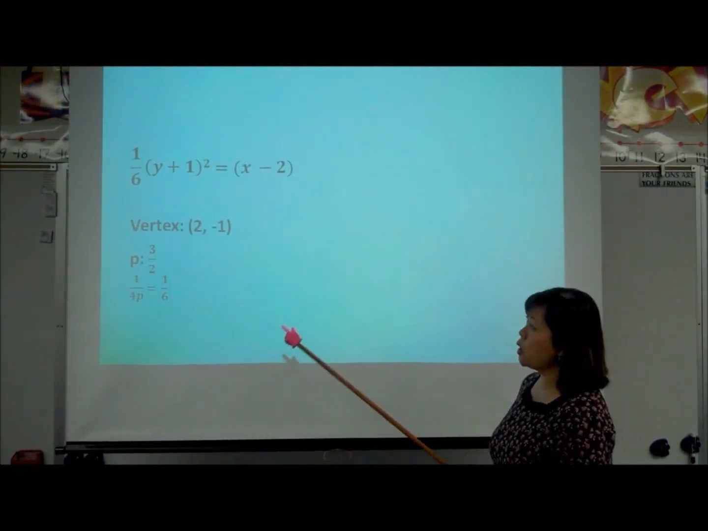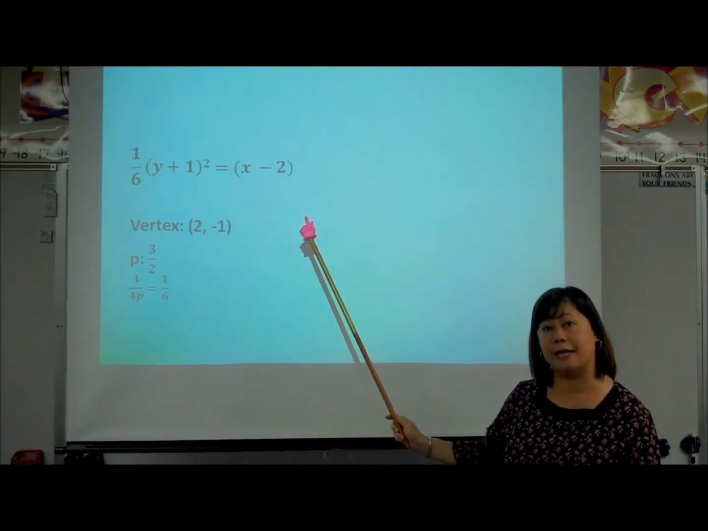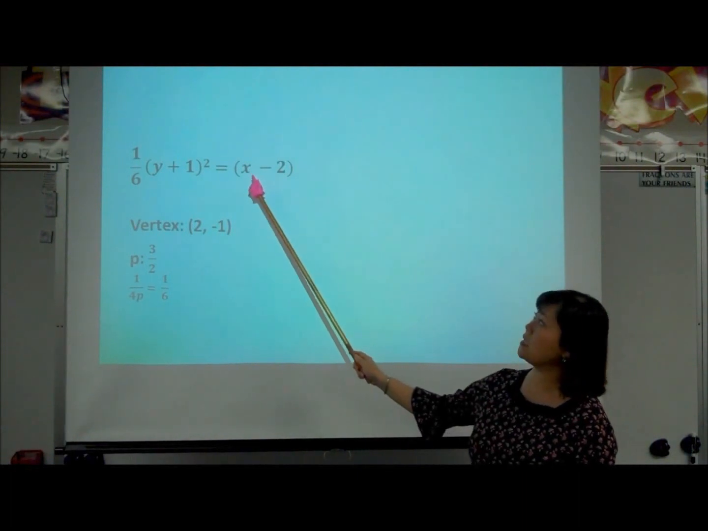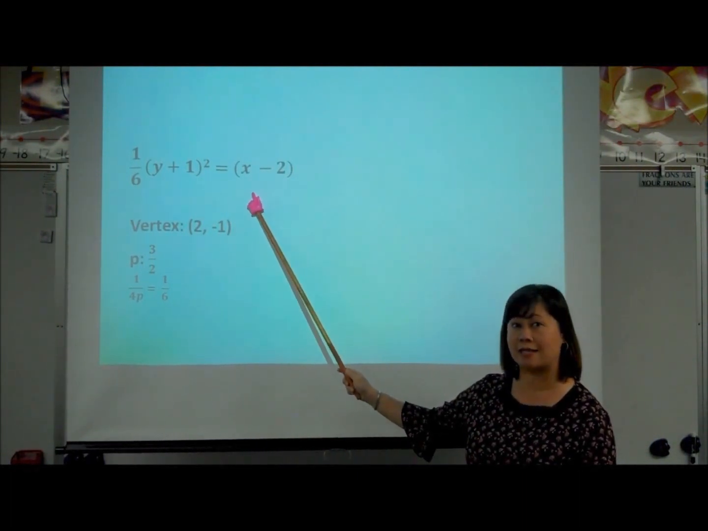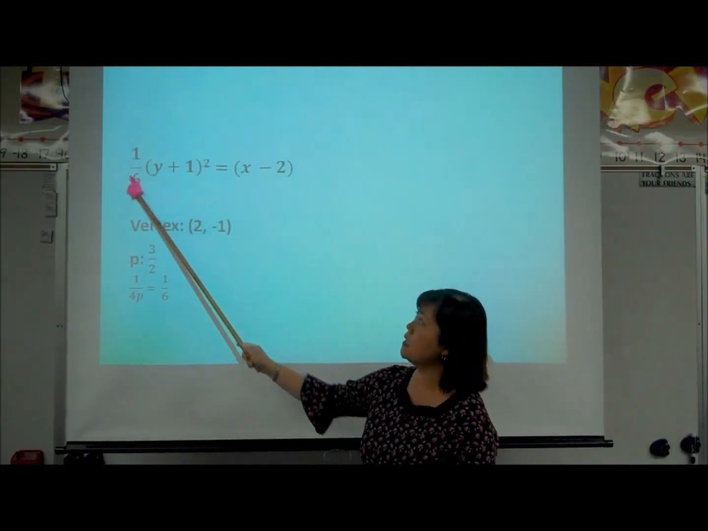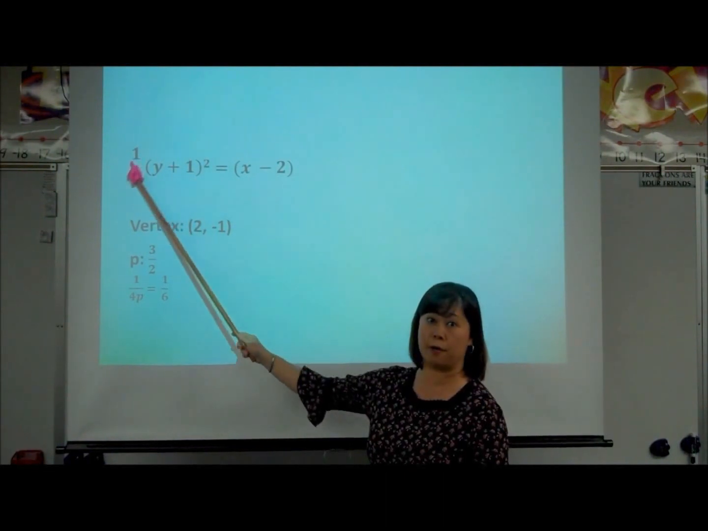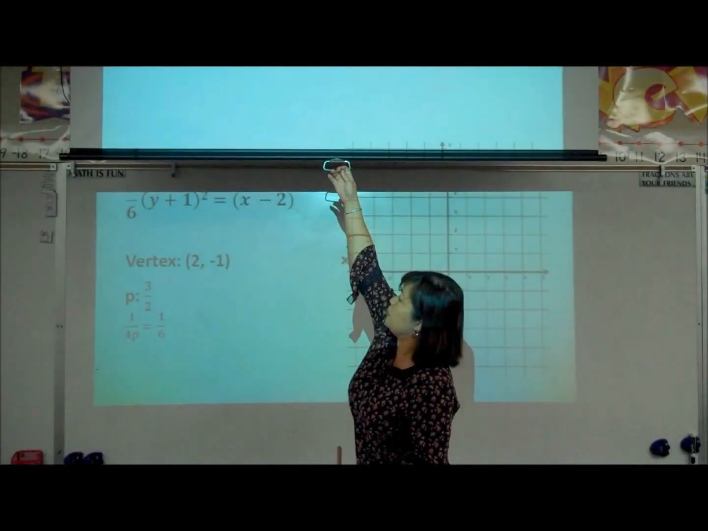Now, we also need to know, is this parabola going sideways or up and down? By looking at the equation, this is an x equals. So remember, if it's x equals, it's facing the x-axis, so it has to go sideways. And because this is positive, it's going to open up to the right-hand side right here. Okay? So let's go ahead and graph this out.